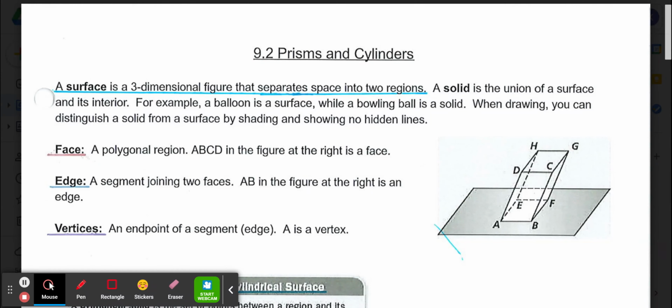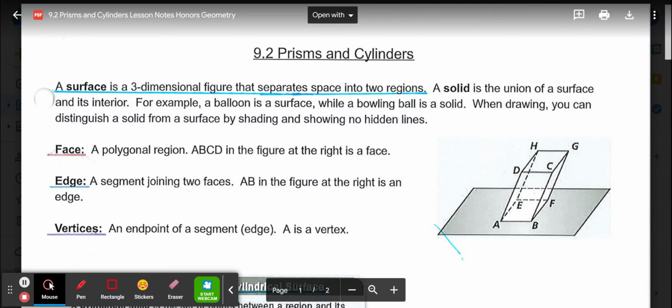So beginning with prisms and cylinders, we first need to think about what is a surface. A surface is a three-dimensional figure that separates space into two regions. A solid is the union of a surface and its interior. So a surface and its interior make up what we call a three-dimensional solid.